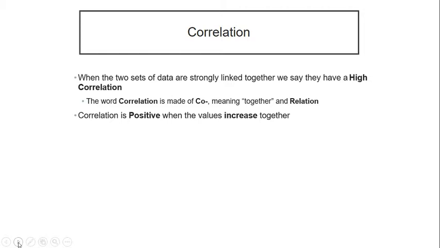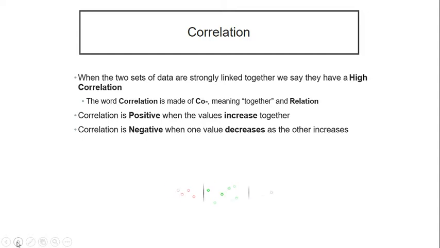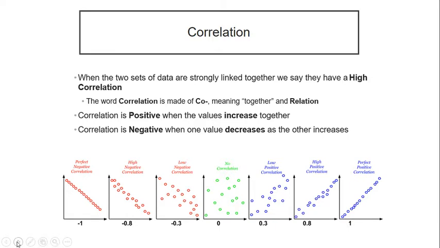So when we have a positive association, that's when the values increase together. When we have a negative association, that's when one value decreases as the other increases. Below is what a scatter plot of each type of association might look like. Look on the left-hand side where we have the red scatter plots. These are all called negative associations or negative correlations because they are going downhill from left to right. You can see that as one variable increases, in this case on the x-axis, the y variable decreases.